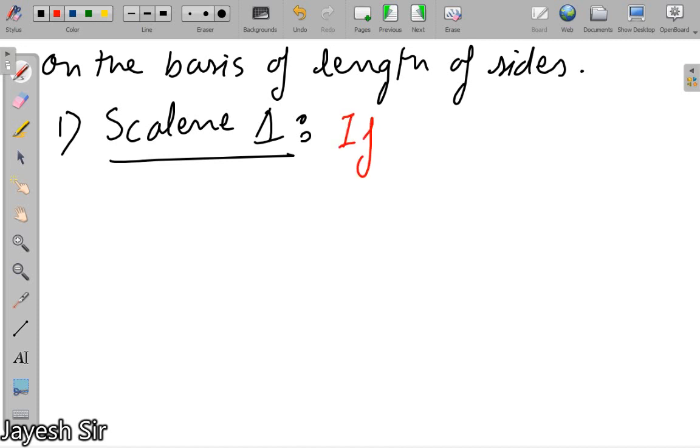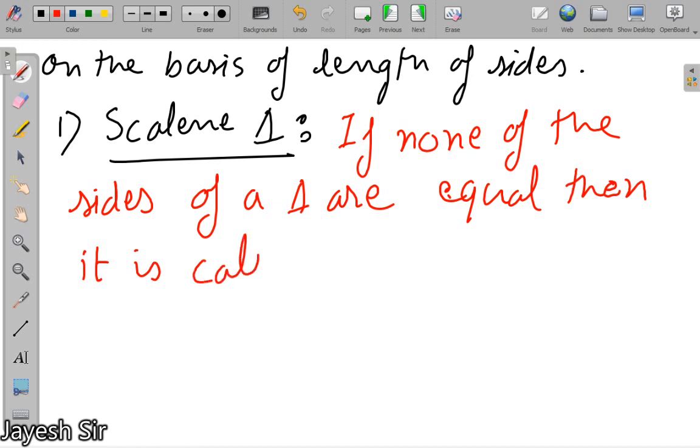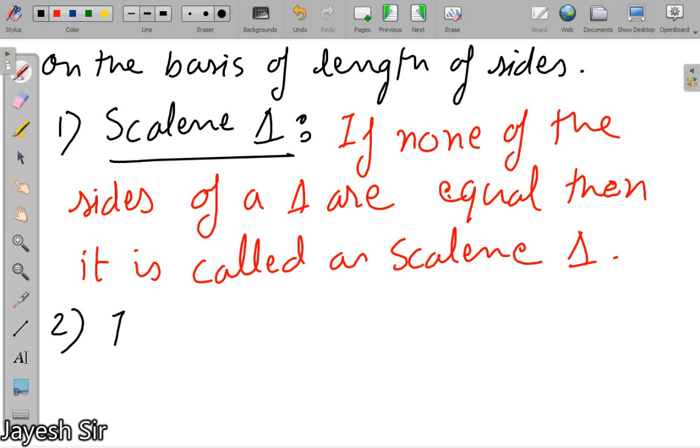If none of the sides of a triangle are equal, then it is called a scalene triangle. Okay, if none of its sides are equal, that means all the sides are unequal, then it is called a scalene triangle. Second is an isosceles triangle.